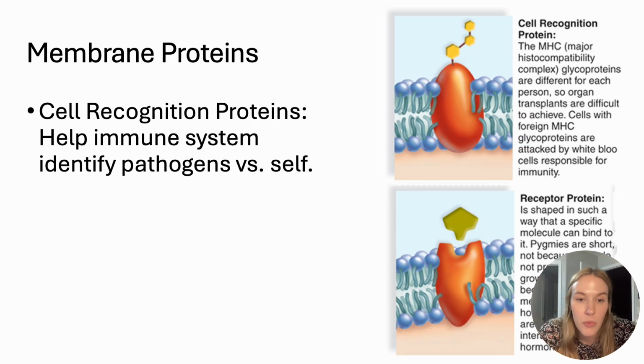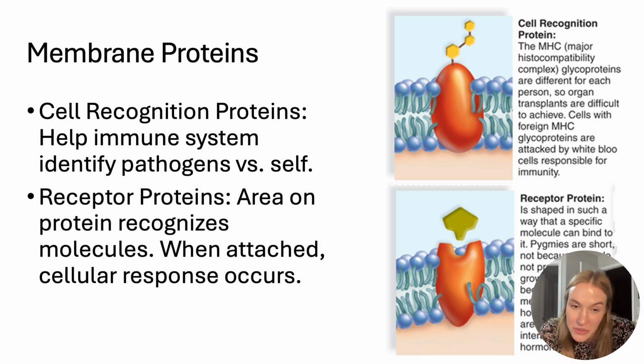Then we talked about cell recognition proteins. This is like the glycoproteins that I just gave you an introduction to. These are often glycoproteins or glycolipids, typically glycoproteins. They are part of something called the MHC, or the major histocompatibility complex. They're very important for our immune cells to recognize self from non-self, aka pathogens.